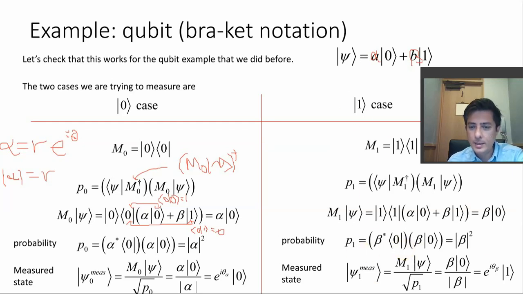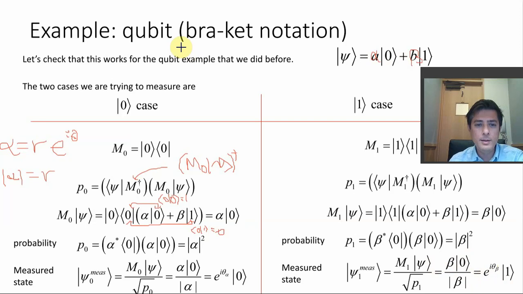Again, the steps are the same. I've written it all out there, so maybe you can just go through and check that it all works. Basically, the only difference here is that the projector is 1, 1, so that you pick out this beta factor, and then all the factors are beta, and the phase here is e to the i theta beta, where this is the phase of this complex number beta. Okay, so we can do it like that.